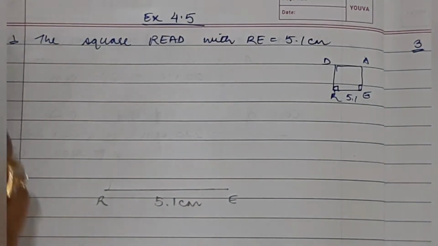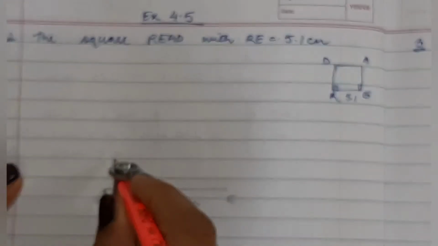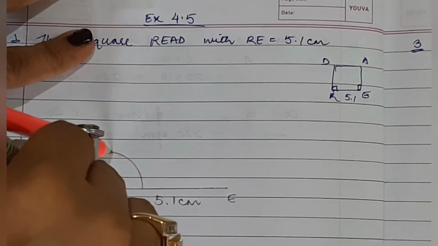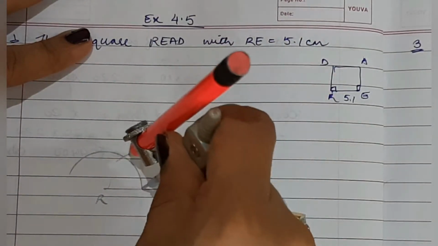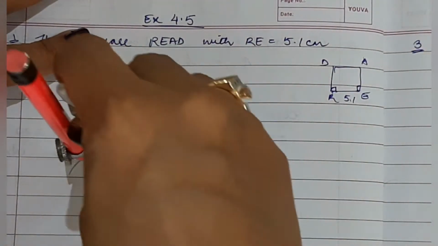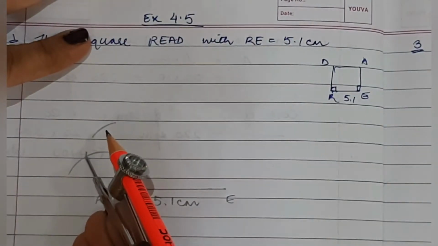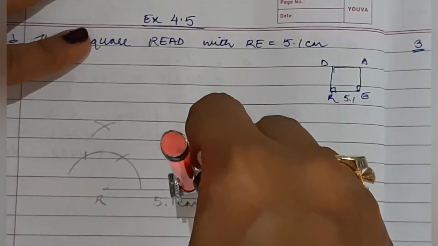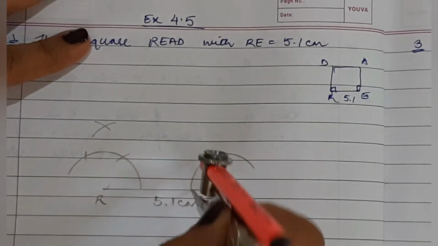So all sides are 5.1 and these will be 90 degree angles. So let me construct an angle of 90 degree at both the vertices, that is R and E. Your pencils should be sharpened. You should be careful about this thing. If your pencils are not sharpened, you can make a mistake of 1 degree also, and that will matter of course. So construct an angle of 90 degree here. Without changing your compass radius, draw another 90 degree angle at E also.